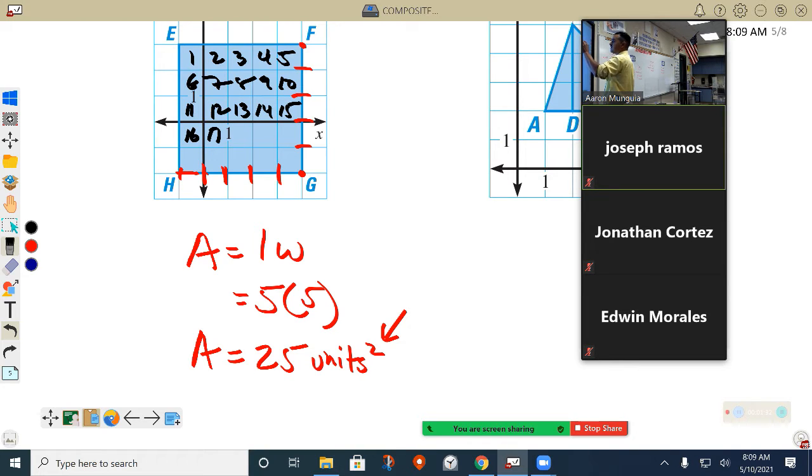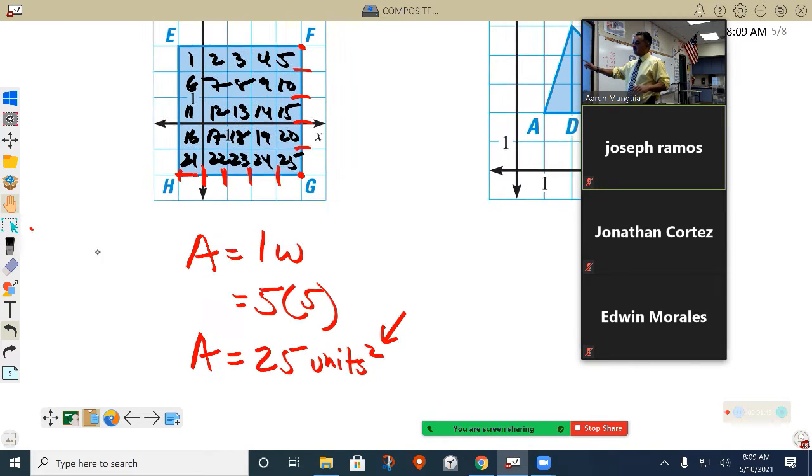1, 2, 3, 4, 5, 6, 7, 8, 9, 10, 11, 12, 13, 14. Right? You can see the square units as I'm writing them in. 21, 22, 23, 24, 25 square units. There's the area. That's what area means. How many square units are inside a shape? The two-dimensional flat surface. Let's try the triangle.